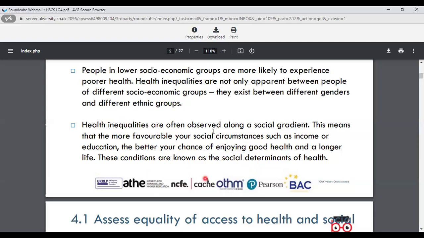Anyone has any idea what I mean by the social determinants of health? Anyone there? What do I mean by a determinant of health and then a social determinant of health? What is health, by the way?